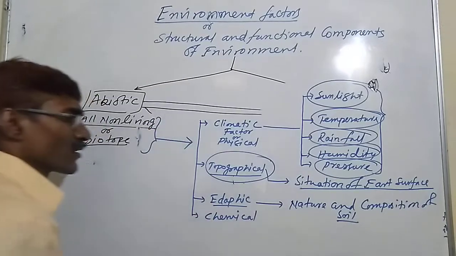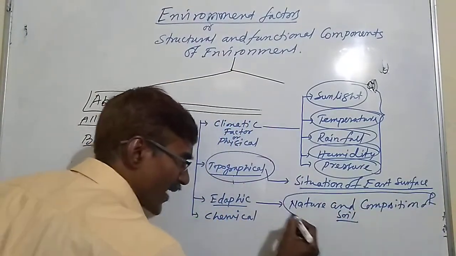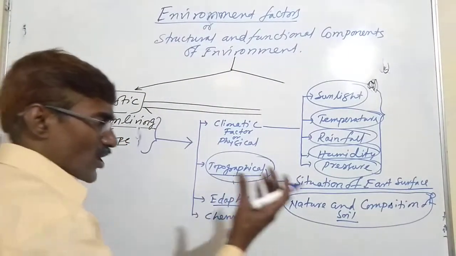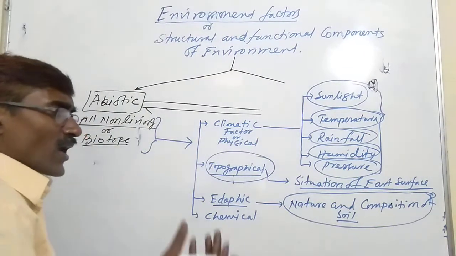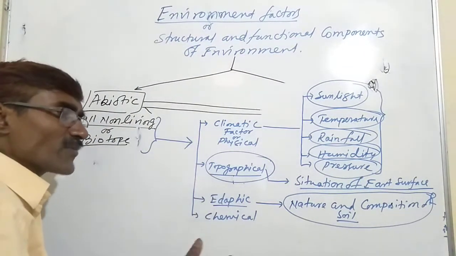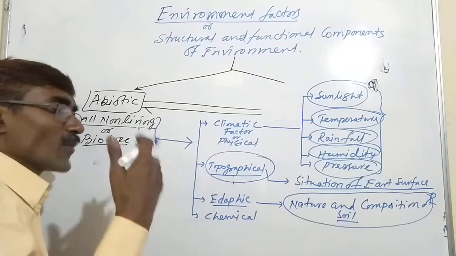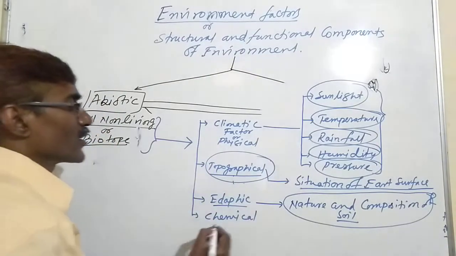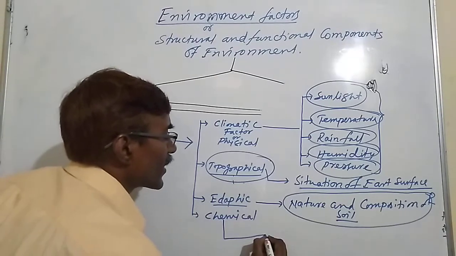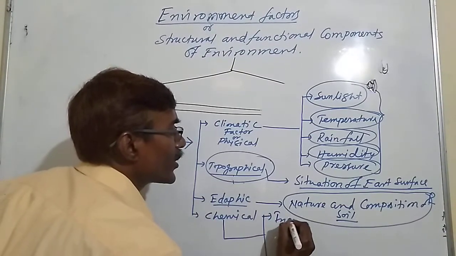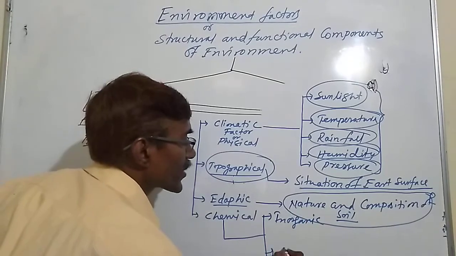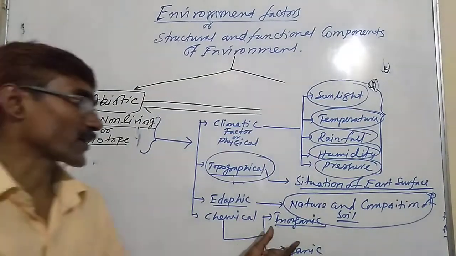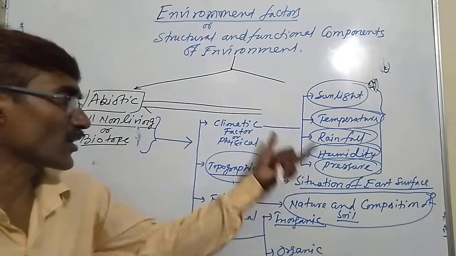Edaphic is the nature and composition of soil. It is another important factor, as soil is directly connected with living organisms. In the whole of agricultural production, everything depends on the soil, and all plants are present in a particular soil. On the basis of the soil, their nature, their characteristics, their morphology, all are specific. That is why edaphic is also an important factor. Chemical factors are of two types: one you already know, inorganic substances, and the other is organic. These are the most important factors for abiotic, collectively called abiotic.